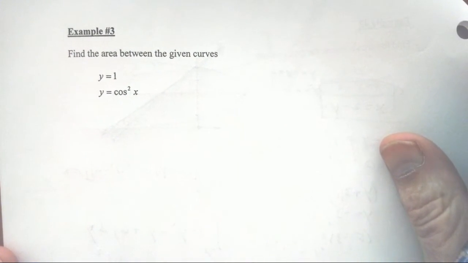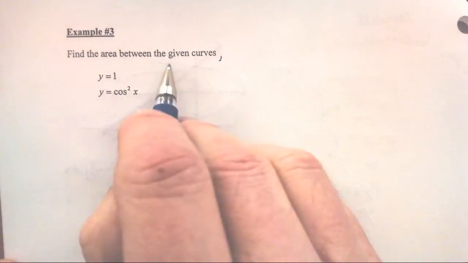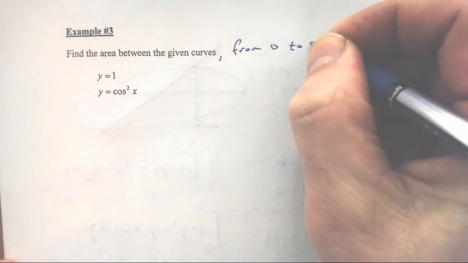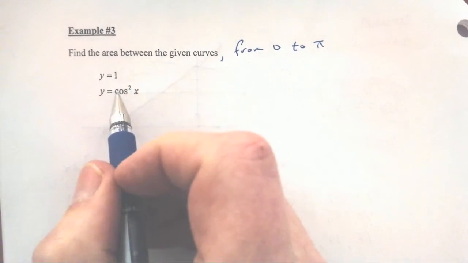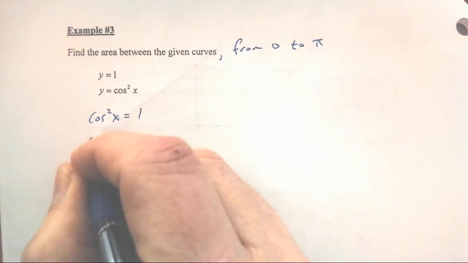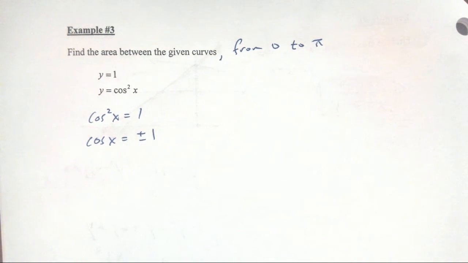Okay, well, that's that for example 2. Let's take a look at example 3. Here's another one. We have abbreviated instructions. This should say, find the area between the curves from 0 to pi. Well, let's go ahead and take a look at the solutions of this, where they cross. Cosine squared x equals 1, therefore cosine of x equals plus or minus 1.